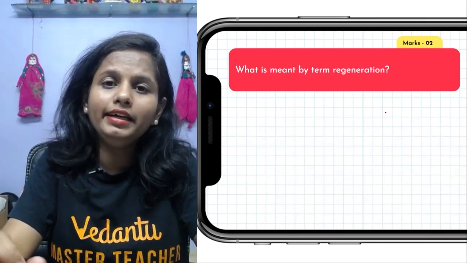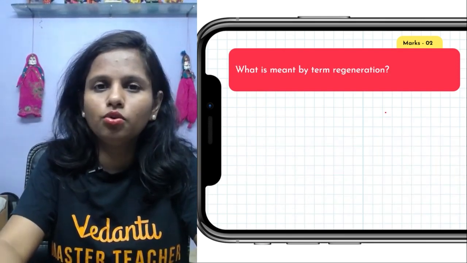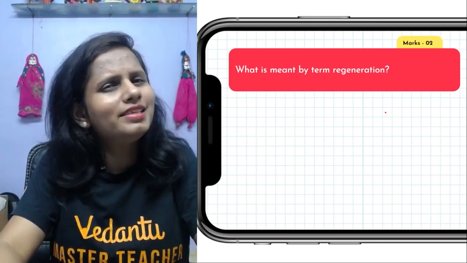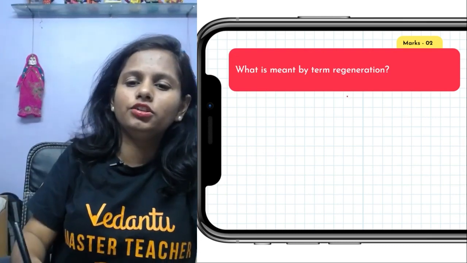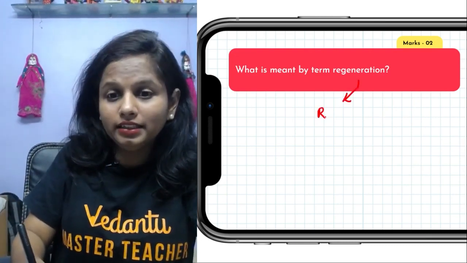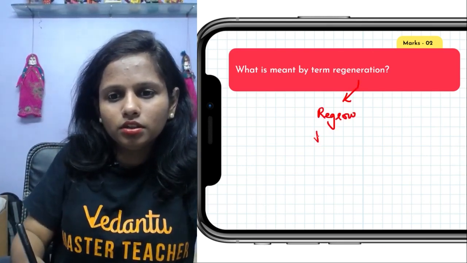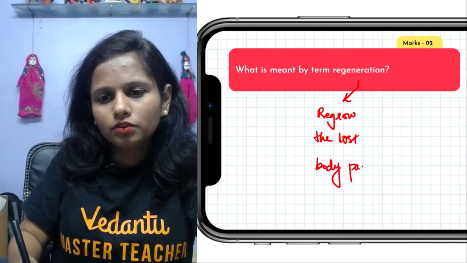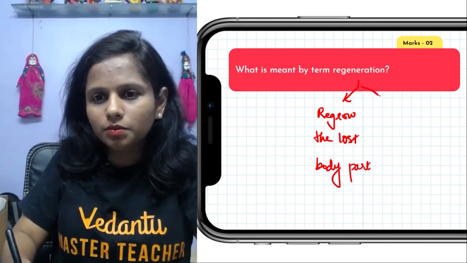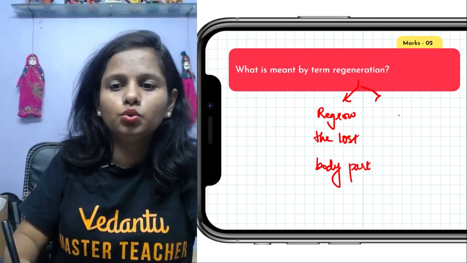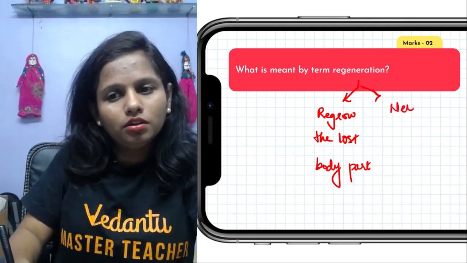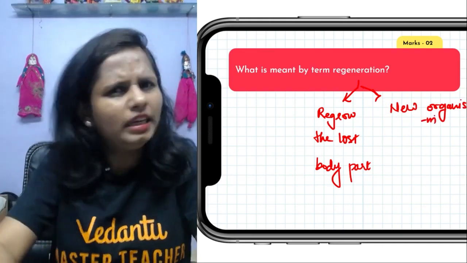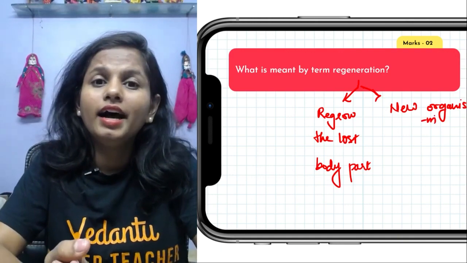What is meant by term regeneration? So re means again, generate means to grow. So regeneration actually means regrow. So what exactly happens during regeneration? In regeneration, the organism is either able to regrow the lost body part, okay, or the organism is able to transform into a new organism from the lost part, right? Yes or no? Yes.